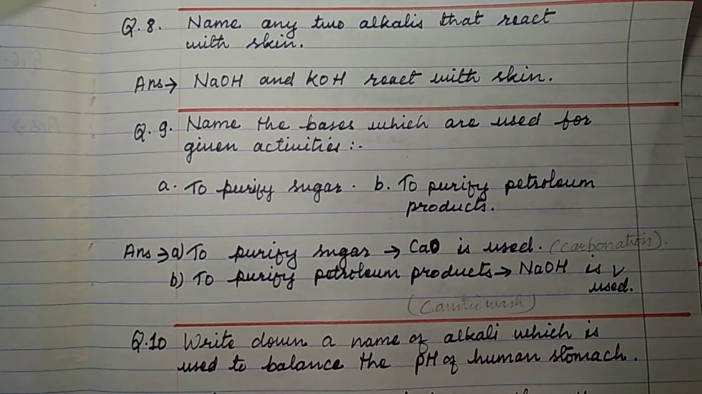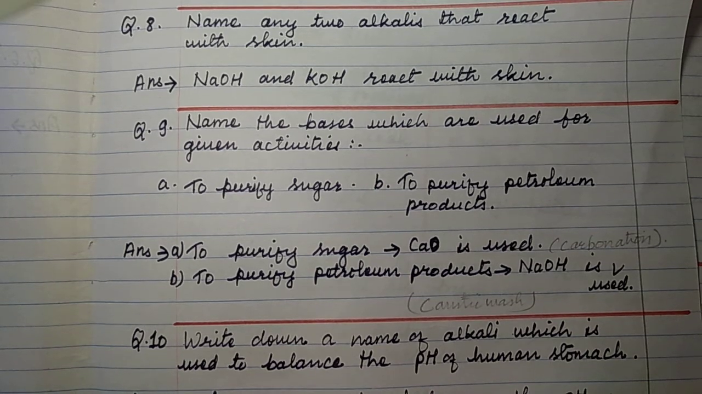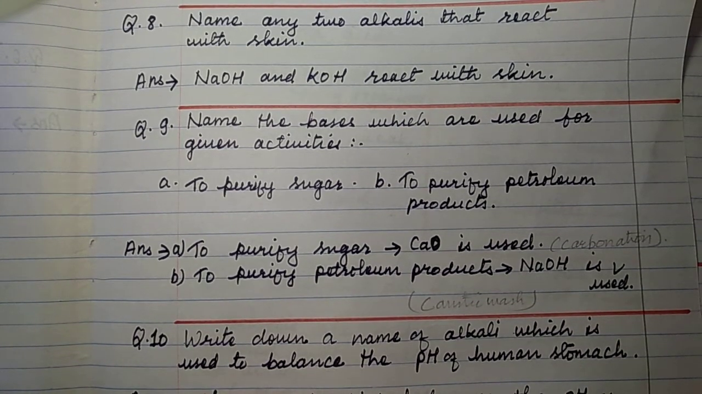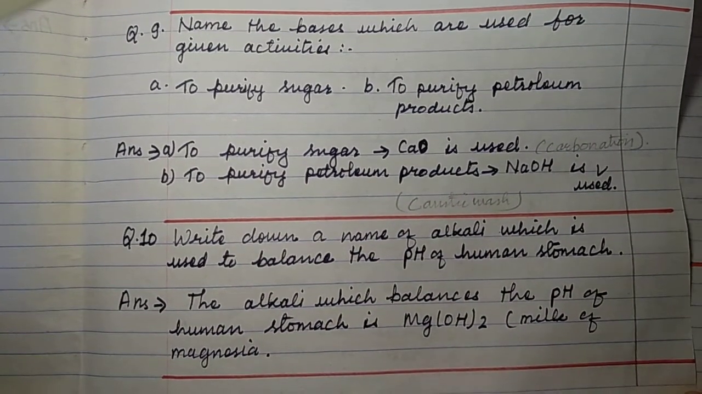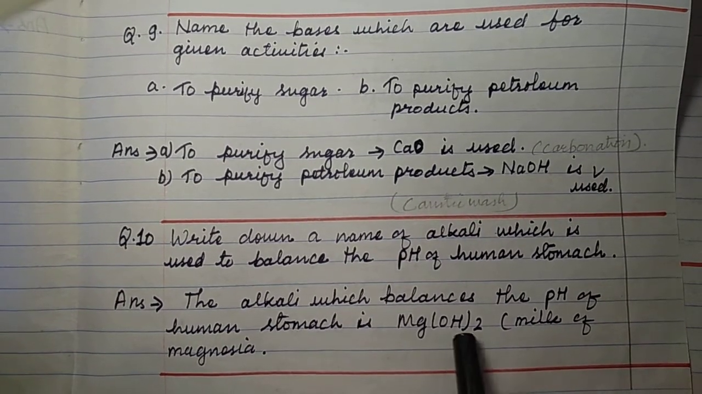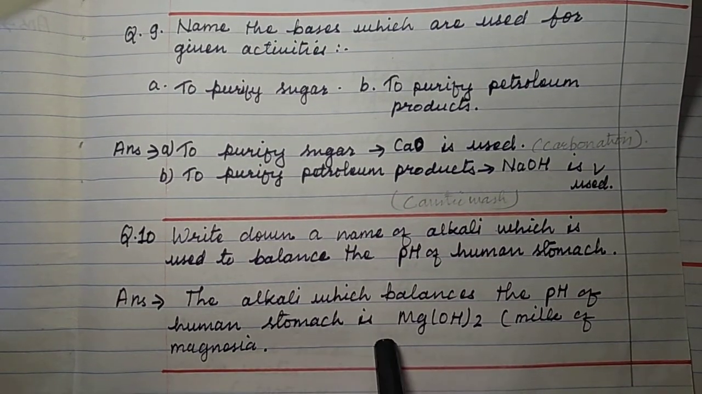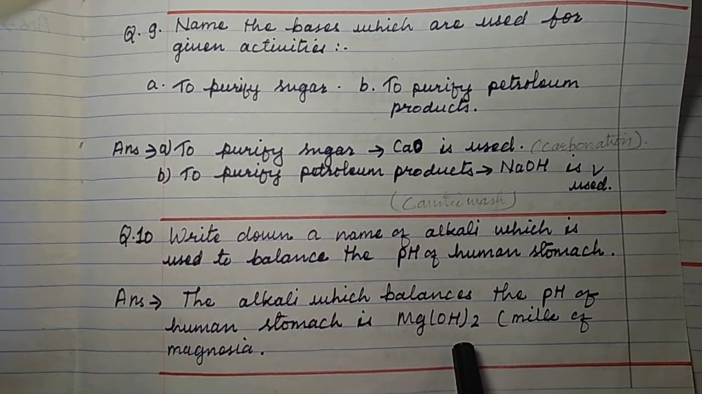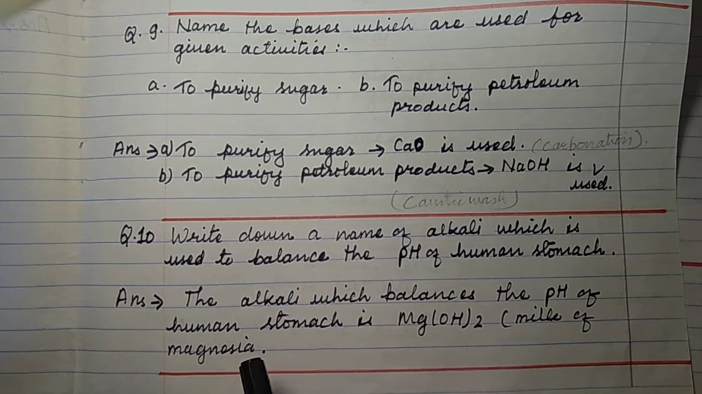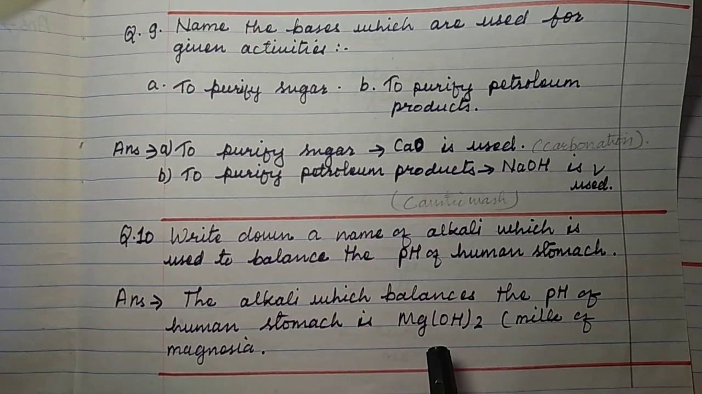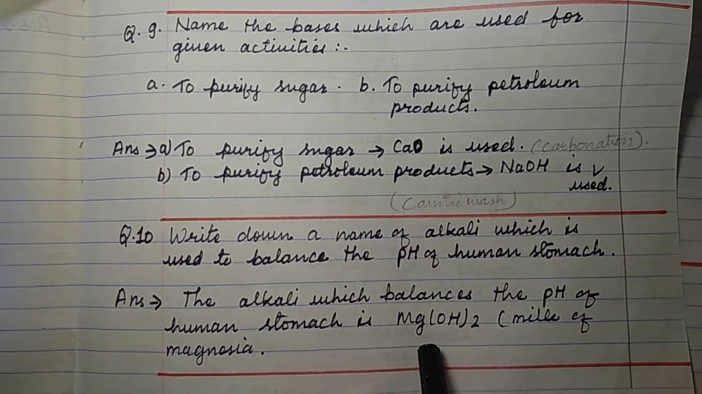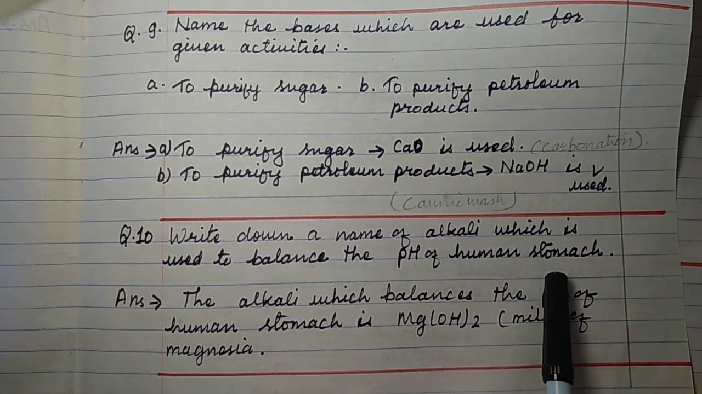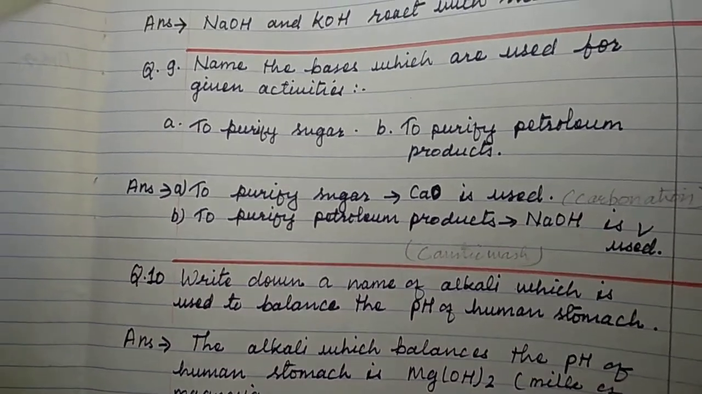Base is also used for preparation of soap. You have learned that, so that is also an easy point. Write down the name of an alkali which is used to balance the pH of the human stomach. The alkali which balances the pH of the human stomach is magnesium hydroxide, which is also called milk of magnesia. So acidity of the stomach is treated by using this compound, magnesium hydroxide, which is an alkali or a base.